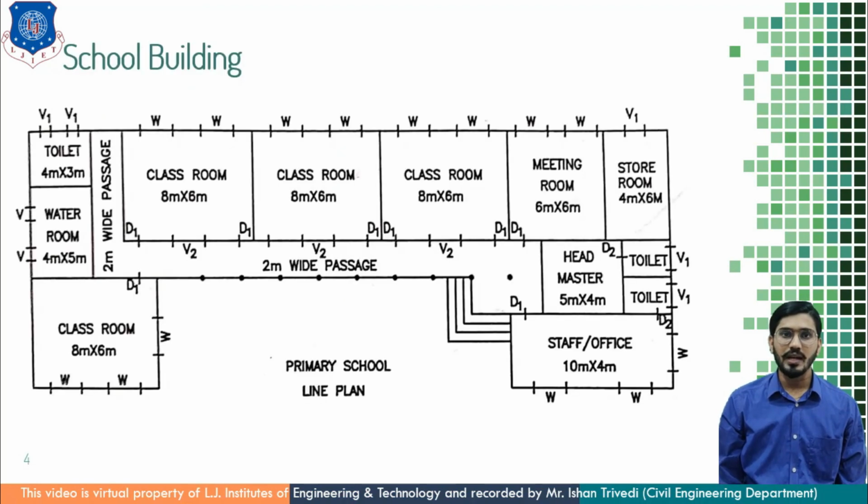Here, a school building is given to you having 4 classrooms, meeting room, headmaster room, staff room or you can say office, and basic facilities such as water supply and toilet facilities. So these are the things which are essential for any primary school. Here the dimension is given for each classroom, which are mostly the same. These are 8 meter by 6 meter.